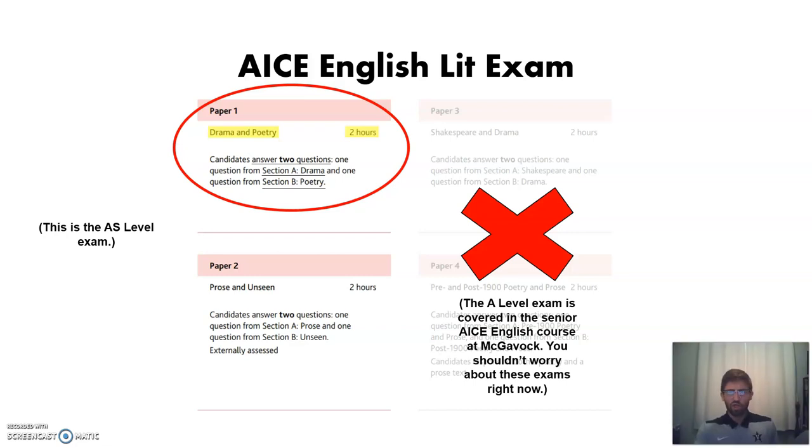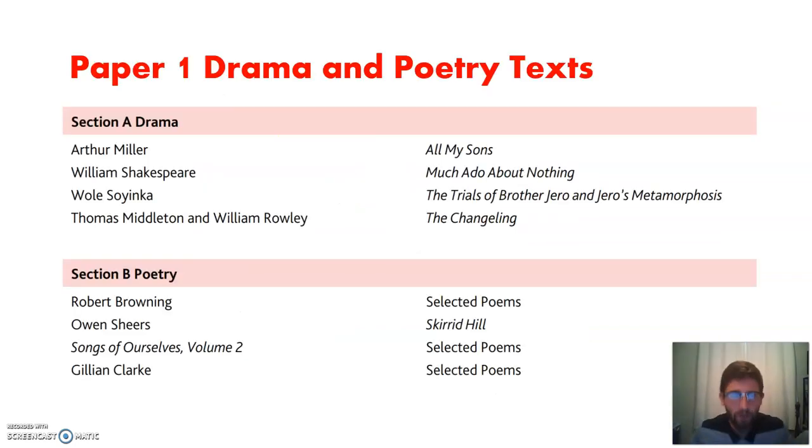But you may be wondering, it says we're answering 2 questions, one about drama, one about poetry. What drama, what poetry are we reading? That's explained in the syllabus as well. You see these lists of texts here. You're going to answer a question about one text from each of these sections right here. So let's look further at paper 1, drama and poetry. Section A of that is drama, and there are 4 different plays that you could read.